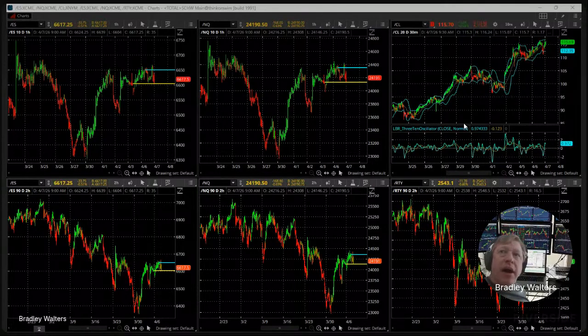And this is why I have multiple computers and multiple screens, because there's always tech issues. There's always stuff going on. You have to be prepared for this stuff. You have to have backup. And so my other computer is working just fine, so I'm able to watch the market on these other screens.